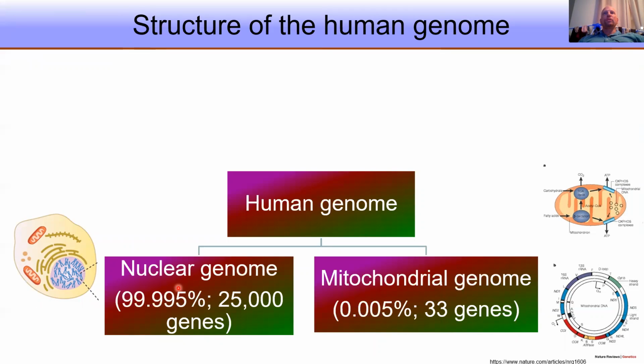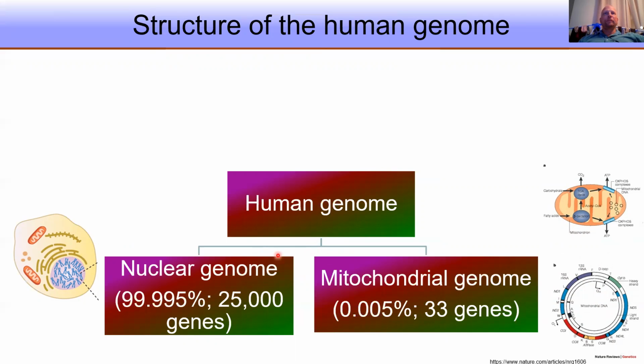So looking at the overall structure of the human genome, remember that a small proportion of our genome actually comes from mitochondrial DNA. So the vast bulk is in the nucleus in the cells, and then we have about 33 genes which are in our mitochondrial DNA. Recall mitochondria, the powerhouses of the cell. They produce most of our ATP, and they have mitochondrial DNA, but it's a very small percentage of our overall genetic material.